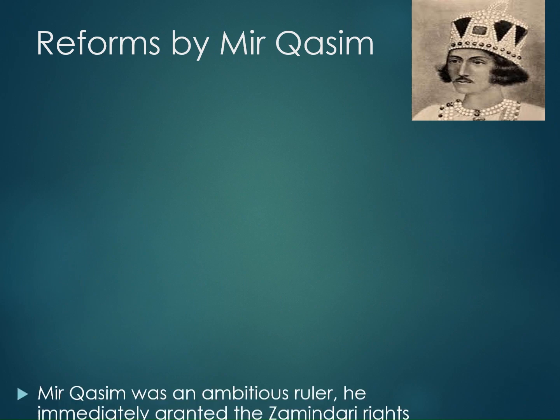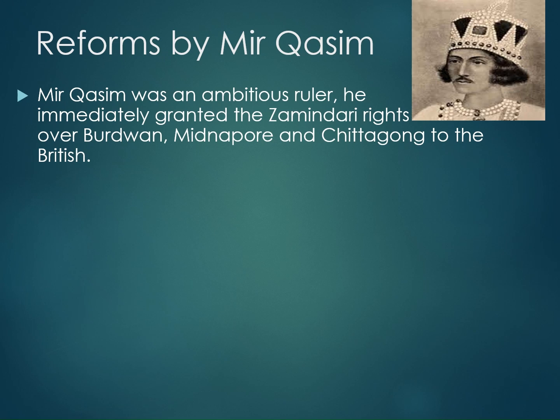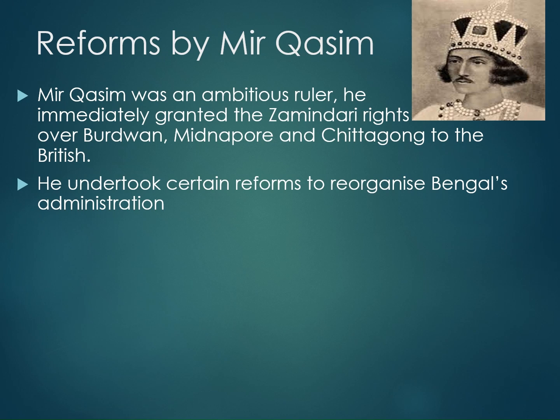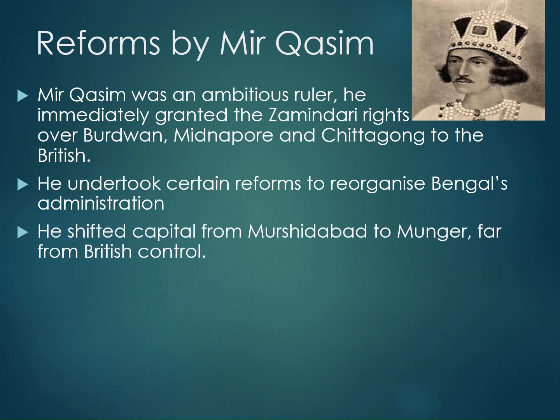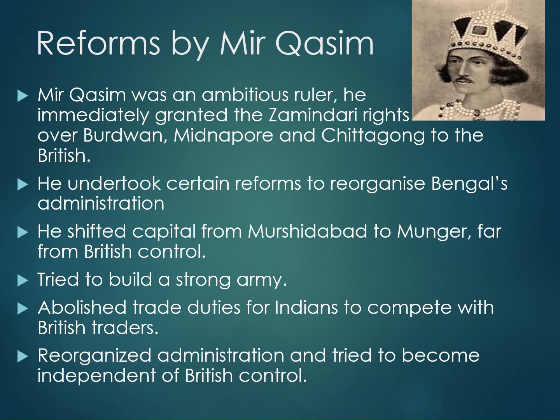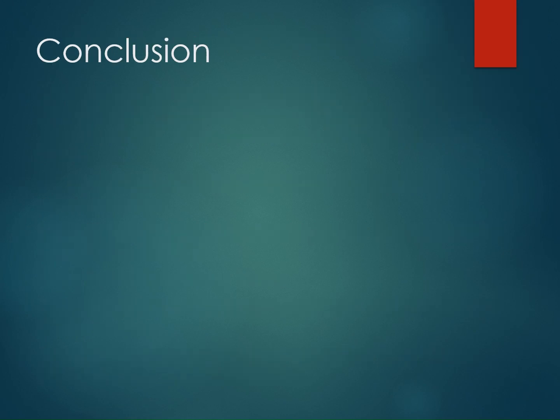Reforms by Mir Qasim. Mir Qasim was an ambitious ruler. He immediately granted the zamindari rights over Burdwan, Midnapur and Chittagong to the British. He undertook certain reforms to reorganize Bengal's administration. He shifted the capital from Murshidabad to Munger, far from British control. He tried to build a strong army. He abolished trade duties for Indians to compete with British traders. He reorganized administration and tried to become independent of British control.